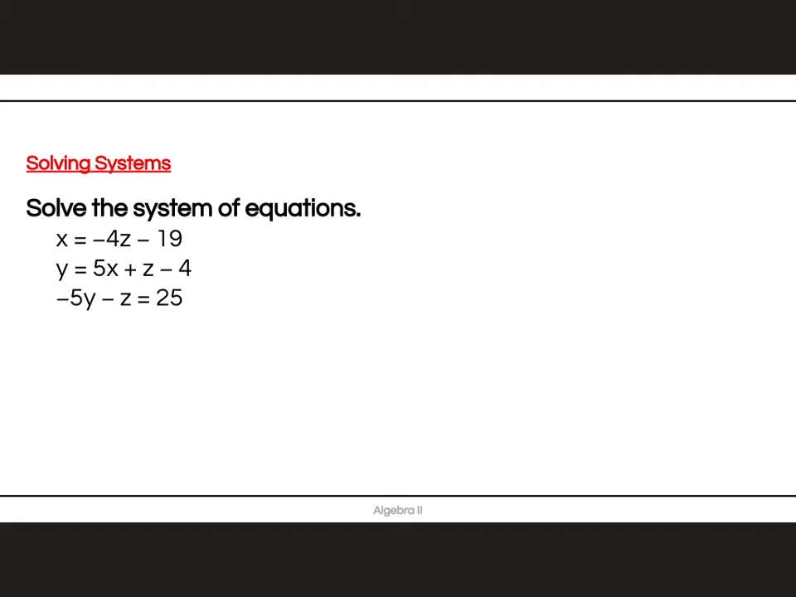Now this one is a little bit tricky because x is equal to negative 4z minus 19. I'm going to label my equations 1, 2, and 3. Number 3 doesn't have an x, and if I plug into y is equal to 5x plus z minus 4, number 1 doesn't have a y. So you have to look at them and decide which one you want to use.